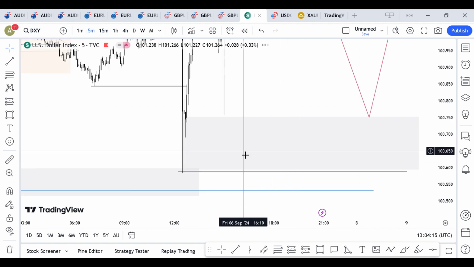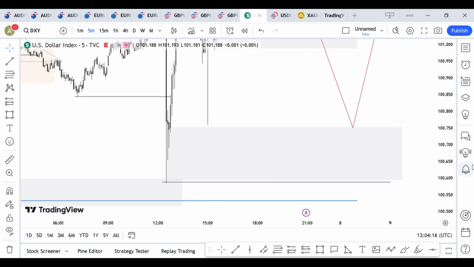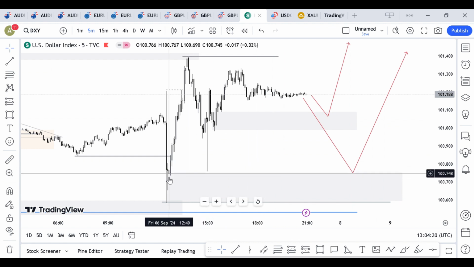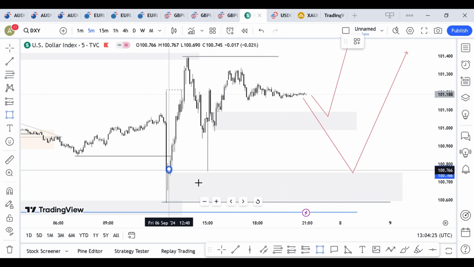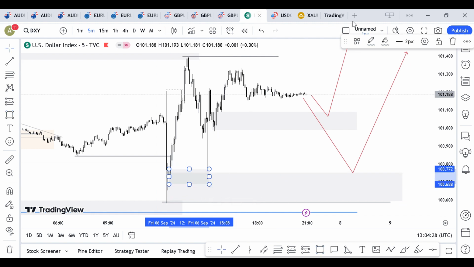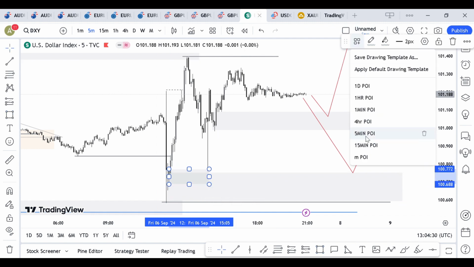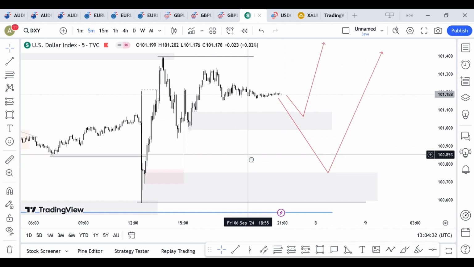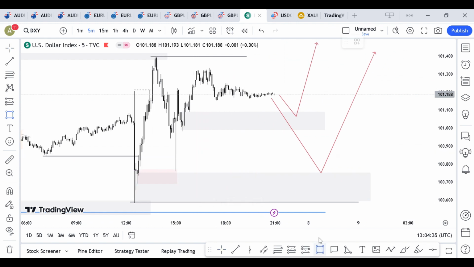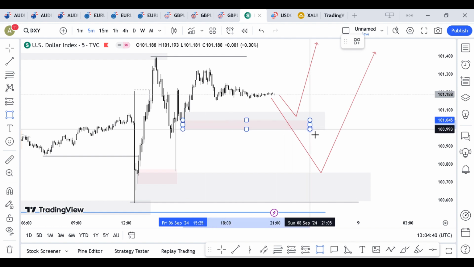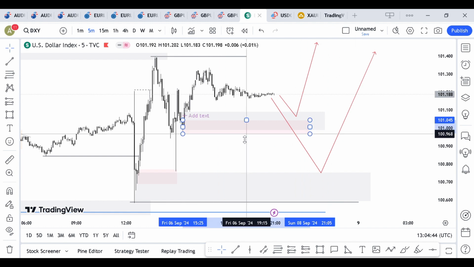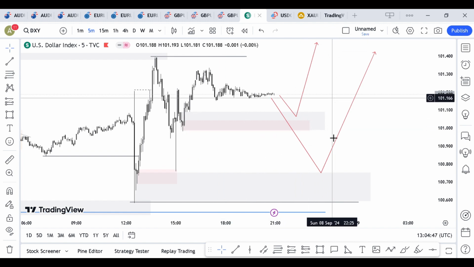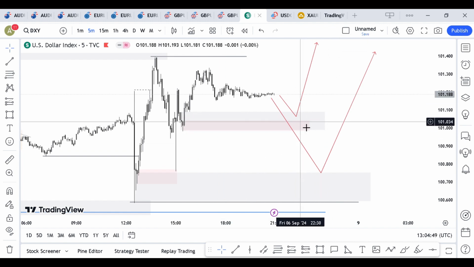So let's see how this wick played out on the 5 minute. You see, there was another supply zone, sorry, a demand zone that was hit, like that. So that is what is happening. And I'll also be expecting price to come into the depth of this 15 minute POI. I'll be expecting some reactions from there, maybe to push price lower or up.